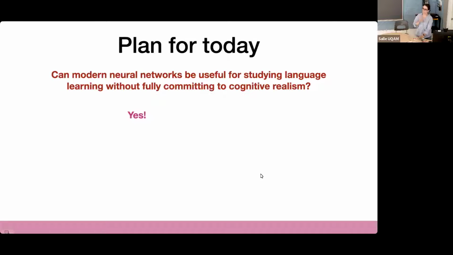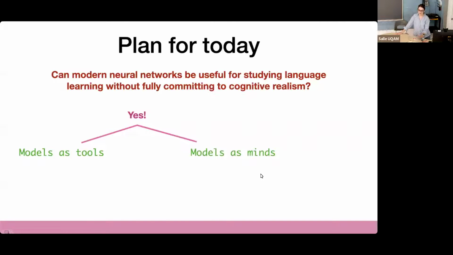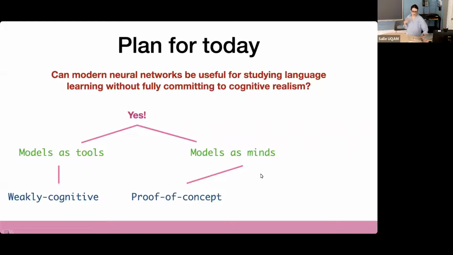I'm going to say that there's two ways we can think about using these models, and three approaches that fit under those. On the one hand, we can use models as tools. On the other, we can think of models as independent minds that we can study. For models as tools, I'll talk about an approach that I call weakly cognitive modeling. And for studying models as minds, we'll talk about two approaches, one called proof of concepts, and the other that I termed hypothesis generation models.